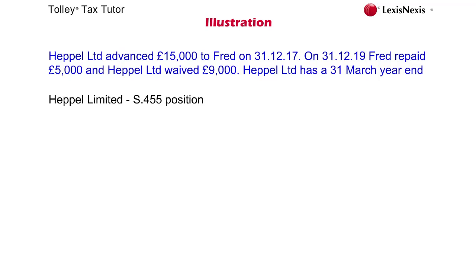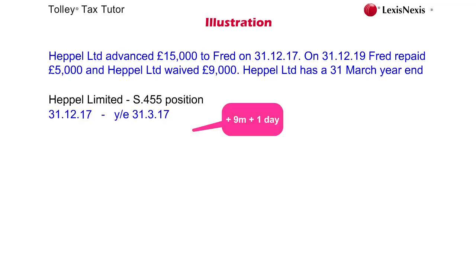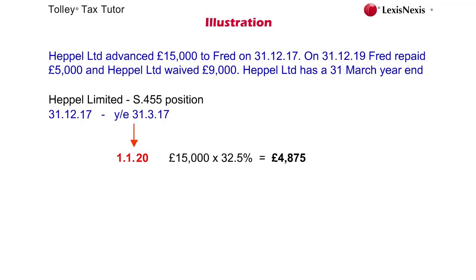Let us first look at the Section 455 position for Heppel Limited. The loan is advanced on the 31st of December 2018, which is in the company's accounting period ended 31st of March 2019. Section 455 tax was due 9 months and 1 day later, which is on the 1st of January 2020. The Section 455 tax is 32.5% of the loan, which is £4,875.